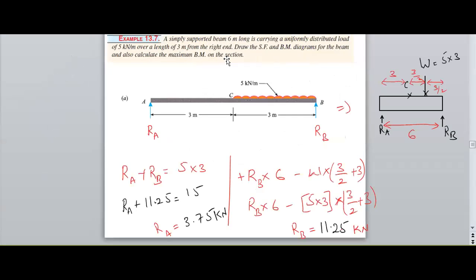So this is the problem given here. He is not giving the problem diagram. You need to draw it.